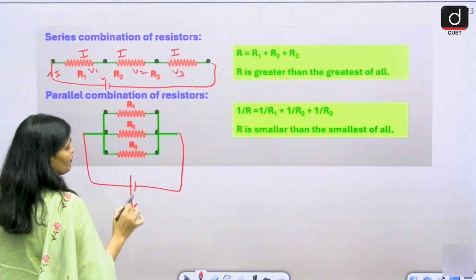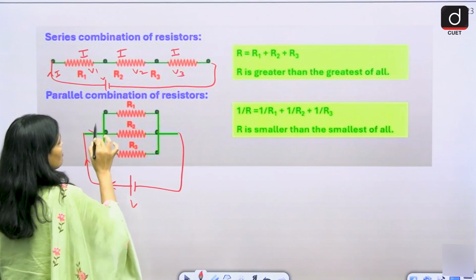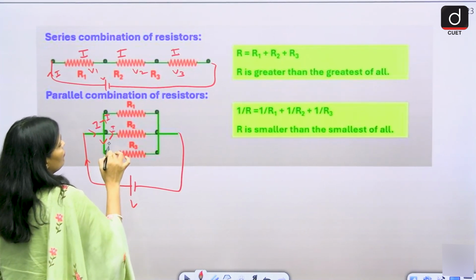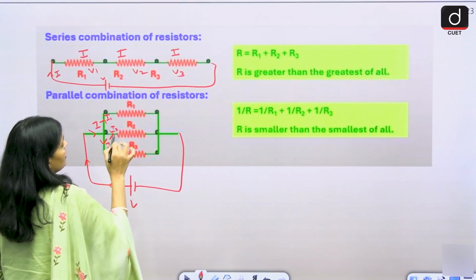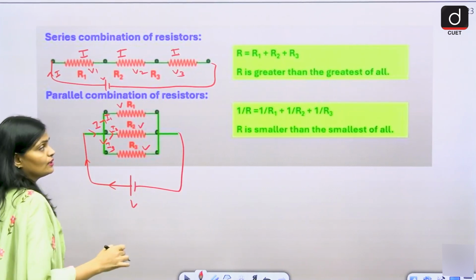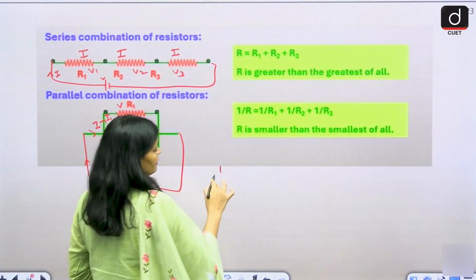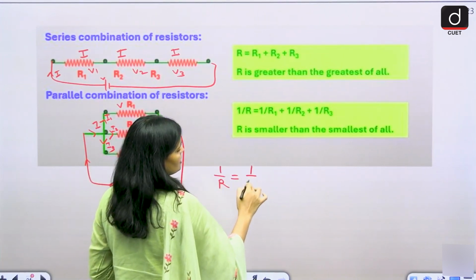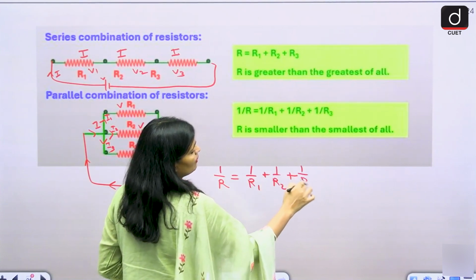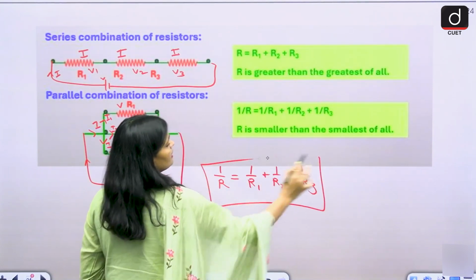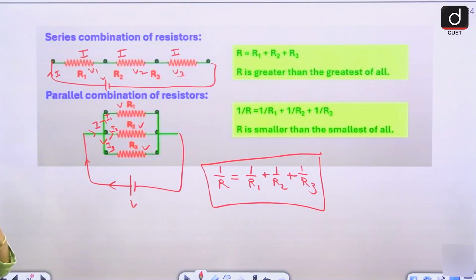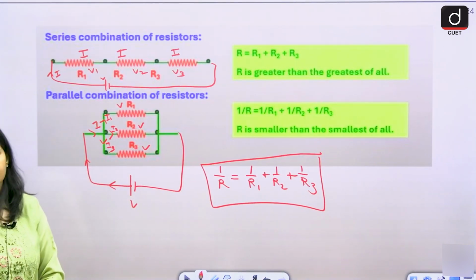Here you have a V. So now what happens in the case of parallel? The current is distributed, right? Now we have currents I1, I2 and I3, but the voltage is the same for all the resistances. So what is the equivalent resistance for this? 1 by R is equal to 1 by R1 plus 1 by R2 plus 1 by R3. So this is the equivalent resistance of the parallel resistors.